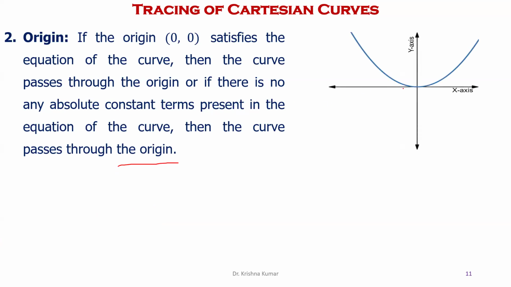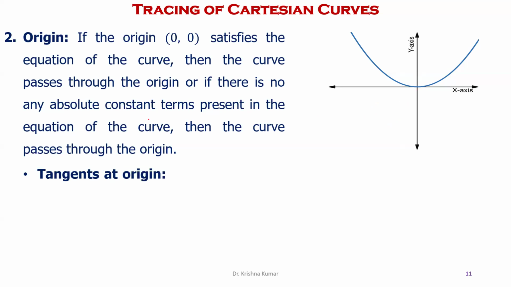Just look here. This is the parabola. If we write down the equation of the parabola, x square is equal to 4ay. In this parabola, there is no absolute constant. Absolute constant means only the term which is a constant term. 4a into y is again a variable term. So if the absolute constant or constant term is absent in the given curve, we say that the curve passes through origin.